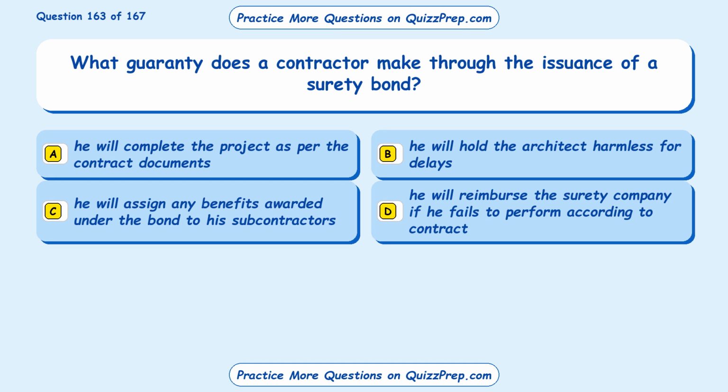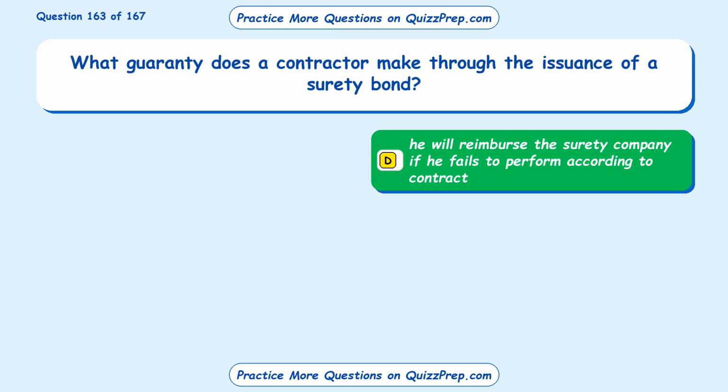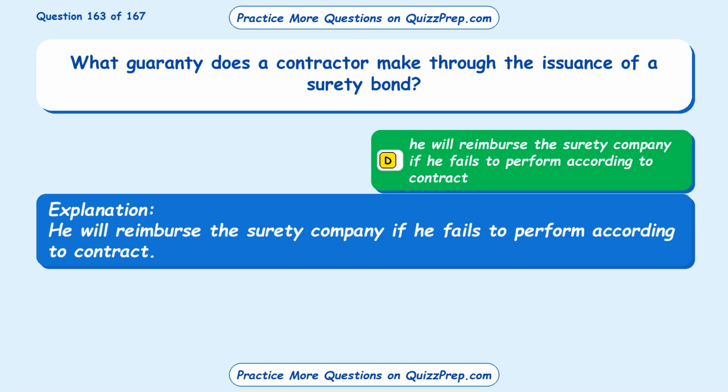Question 163. What guarantee does a contractor make through the issuance of a surety bond? Option A, he will complete the project as per the contract documents. Option B, he will hold the architect harmless for delays. Option C, he will assign any benefits awarded under the bond to his subcontractors. Option D, he will reimburse the surety company if he fails to perform according to contract. The correct answer is Option D, he will reimburse the surety company if he fails to perform according to contract.